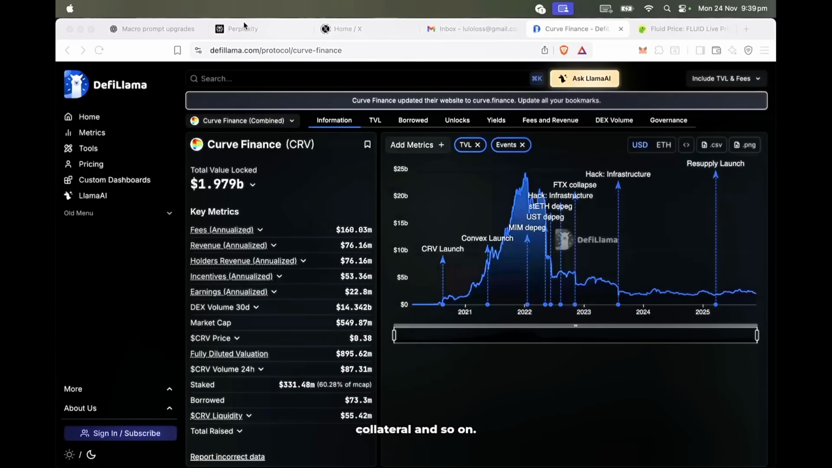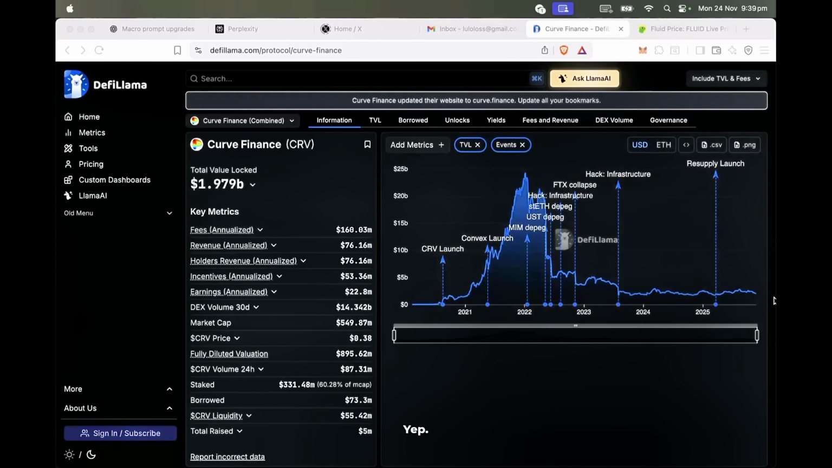And then afterwards we can show some Fluid screen share to get a bit deeper into smart debt, smart collateral, and so on. Yep.